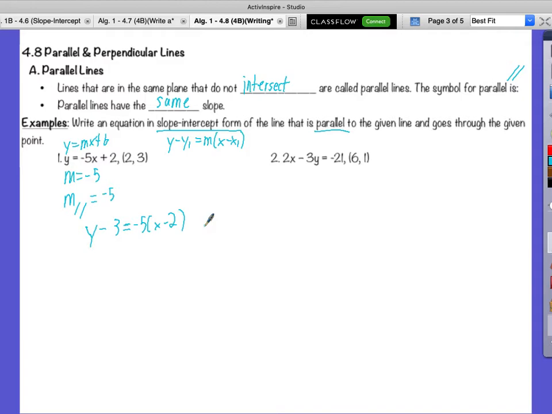Distribute. Very good. Multiplying. We distribute this negative 5. y minus 3 is equal to negative 5x plus what number? 10. Very good. Okay? So we have one more step. We did one step. We have one more left. Okay? Seth, what is that other step?